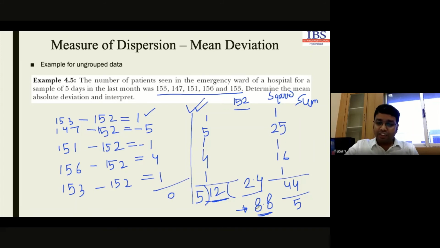Now we have taken the square here, so if we take the square root to take out the squared part, we get the square root of 8.8. This is known as the standard deviation. This is indicated by sigma squared, and this one will be sigma. Sigma indicates the standard deviation and sigma squared is the variance. This is the mean squared deviation, and this one is the root mean squared deviation.